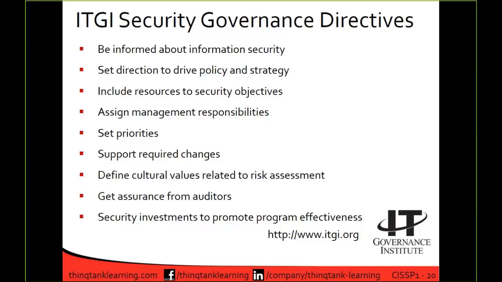Define your cultural values related to risk assessment. One of the most challenging aspects to ensuring business continuity and assuring your particular security posture is personnel. Individuals that are responsible for implementing controls, whether they're administrative, like the Human Resources Department, or technical, like the IT department, or physical, like your security guards and your checks and balances that you have for physical security.